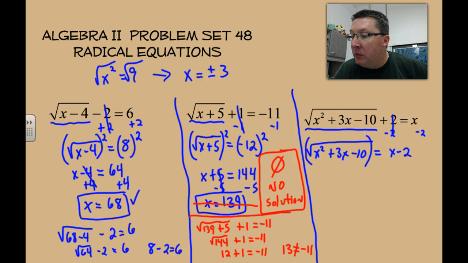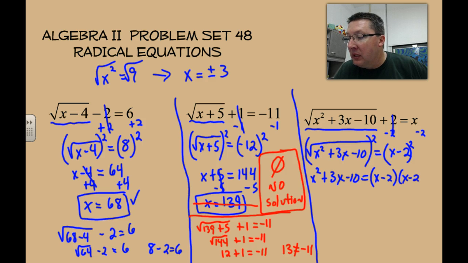Now this is where it's really important that we square the entire side. If you look at the right side, we have x minus 2. When I square that entire side, I cannot just square x and square 2. I'm going to square this entire x minus 2. So that tells me when I square the square root, I'm left with x squared plus 3x minus 10. On this right side, x minus 2 squared, I need to take x minus 2 times itself, which means I need to use the FOIL method. And I'm going to multiply that together.